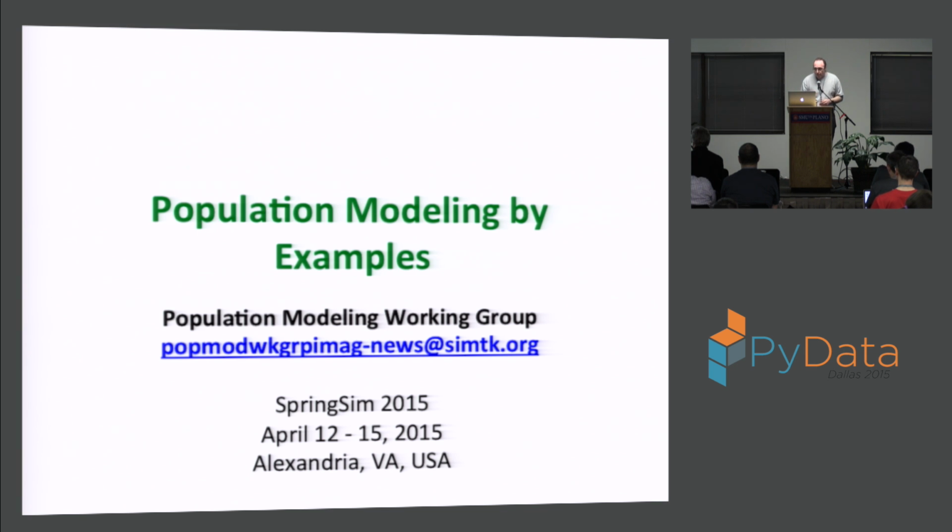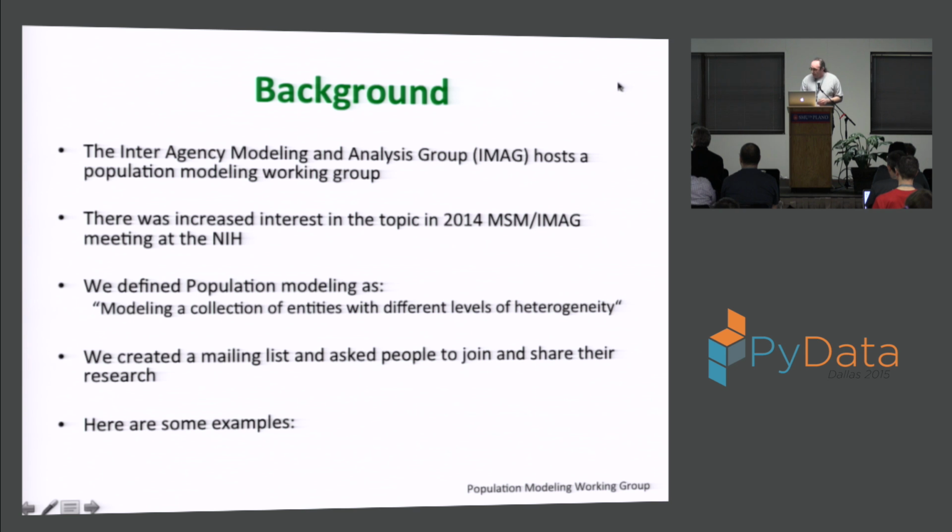So what is the population modeling working group? Basically, the background of it is we started under the hat of the Interagency Modeling and Analysis Group. IMAG is a group of government people, and they try to promote modeling of simulation, not necessarily Python, many languages, many types of modelers and simulators. A lot of them are medical in nature, but not only. There are DOE, some others there as well. They have all sorts of working groups, data sharing, high performance computing. Population modeling is one of them.